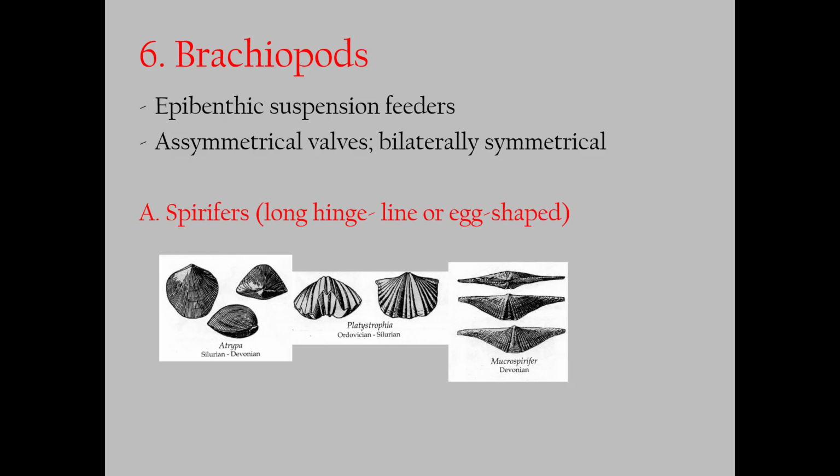So these are called spirifers. Spirifers are kind of egg-shaped, like you see the Atropa is. And then this is the most extreme sort of long-hinged spirifer. This is called Mucrospirifer, and then you have some that kind of fall in between.